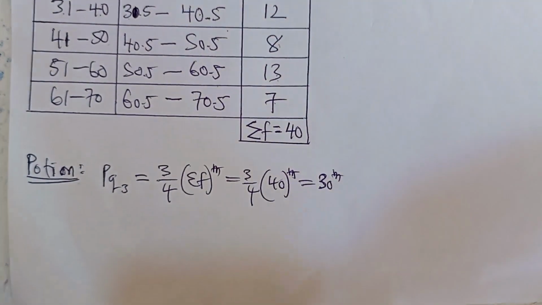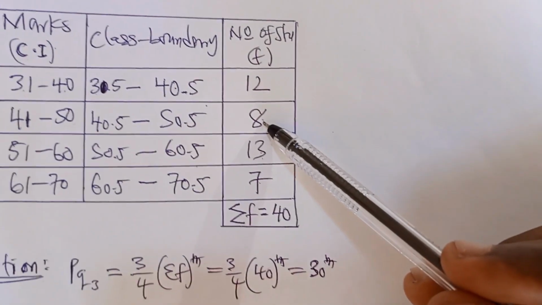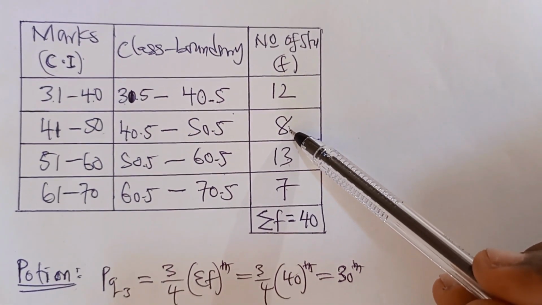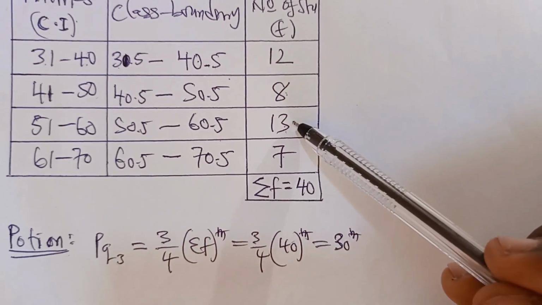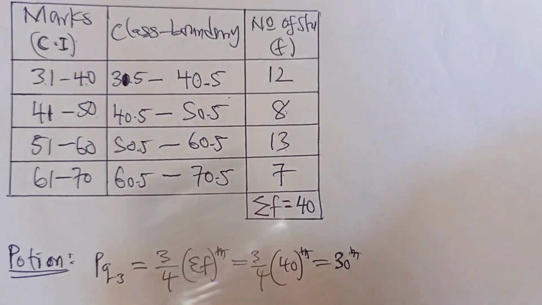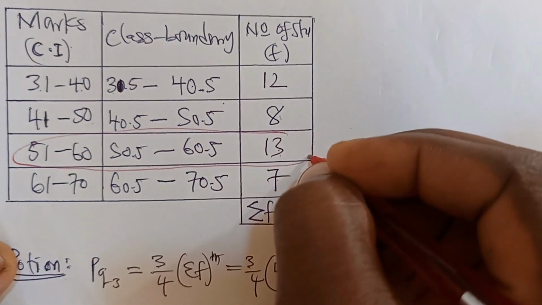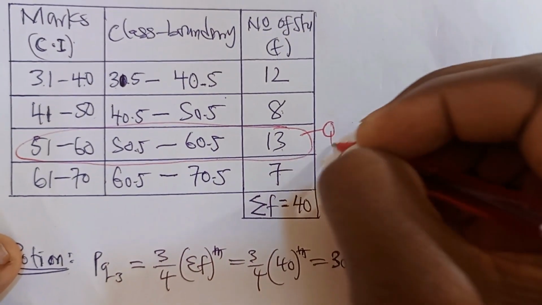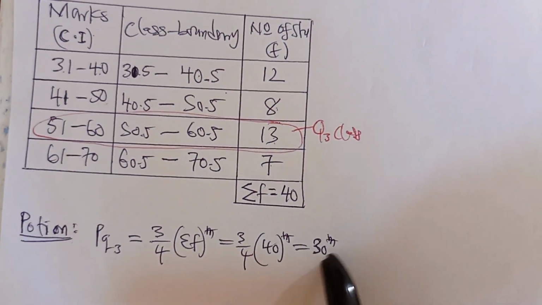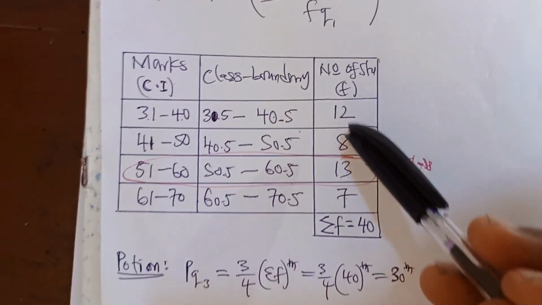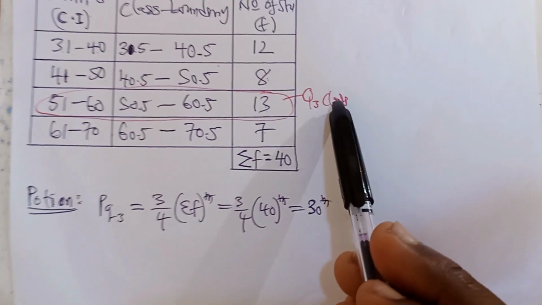That is Q3. Now let's locate 30. 12 plus 8 is 20, so Q3 is not here. 20 plus 13 will give me 33, so 30 is inside this class. So Q3 is here. This is the Q3 class. Because this 30th position means if you add this, you have 20, add this, you have 33. 30 is inside here, so Q3 is here.